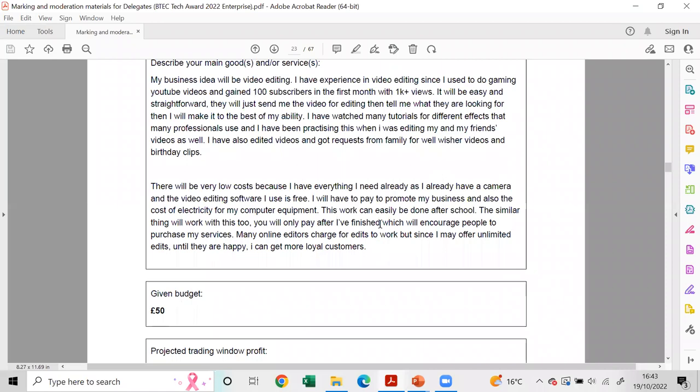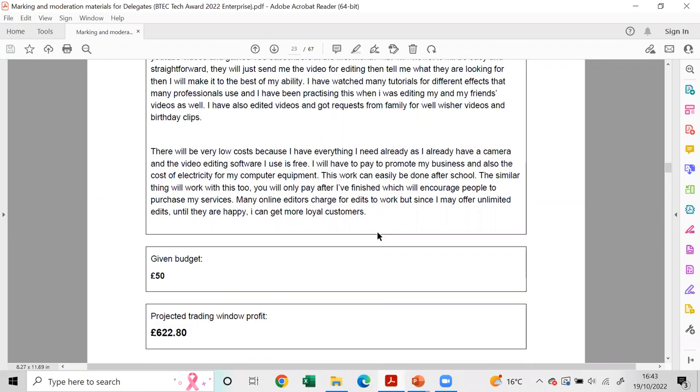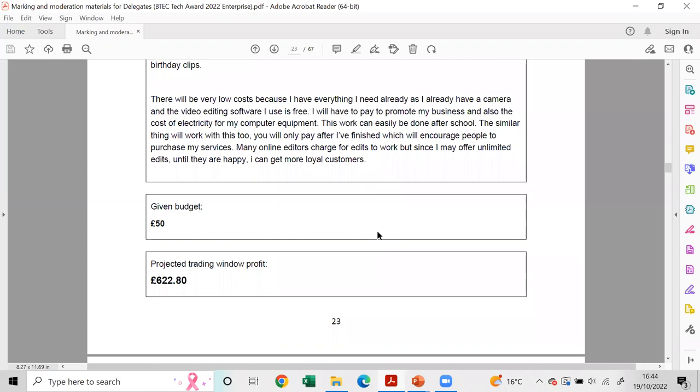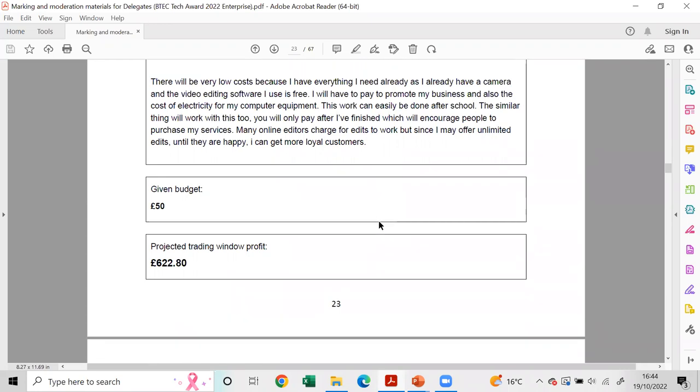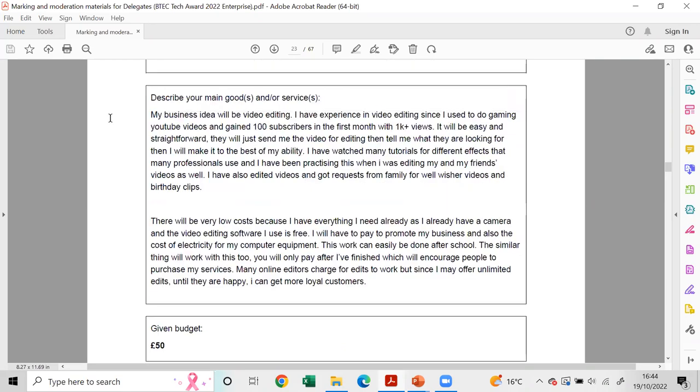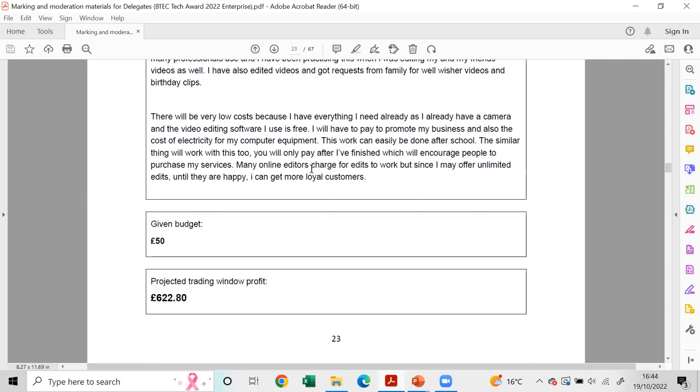In terms of their goods and services, they've decided they're going to be video editing. Why they've chosen that: they've got experience, they've thought it's easy, they've watched tutorials, they've also done it in the past for their friends and family. They also think it's going to be low cost, they've got all the equipment, it kind of makes sense for them. It can be easily done to fit around their school, and so on. And then they've actually thought about online editors and what they charge. So they've given a bit of an explanation here of why they've chosen their service.